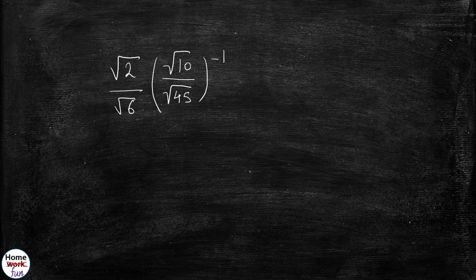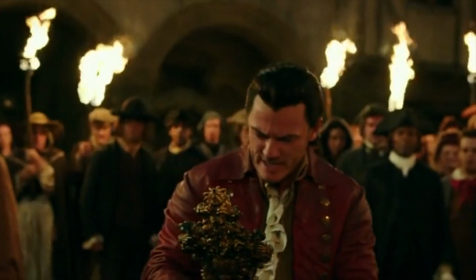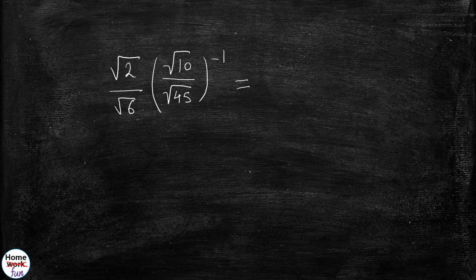Suppose you have square root of 2 over square root of 6, and this gets multiplied by square root of 10 over square root of 45 to the power of negative 1. Let's simplify this one. Look at this beast. First of all, all of them are square roots here. So the first one, square root of 2 over square root of 6, I'm just going to write it like this: one big square root, 2 over 6. I can do that, right?